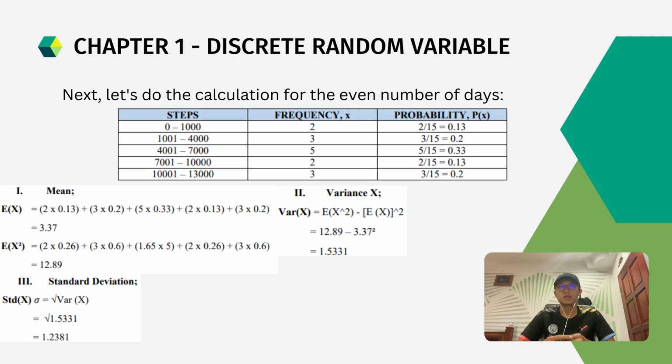For variance, EX squared is minus by EX squared, which we will get 12.89 minus 3.3337 squared, which result will be 1.5331. For standard deviation, the value, we basically square root the value of variance, which we will end up getting 1.2381.